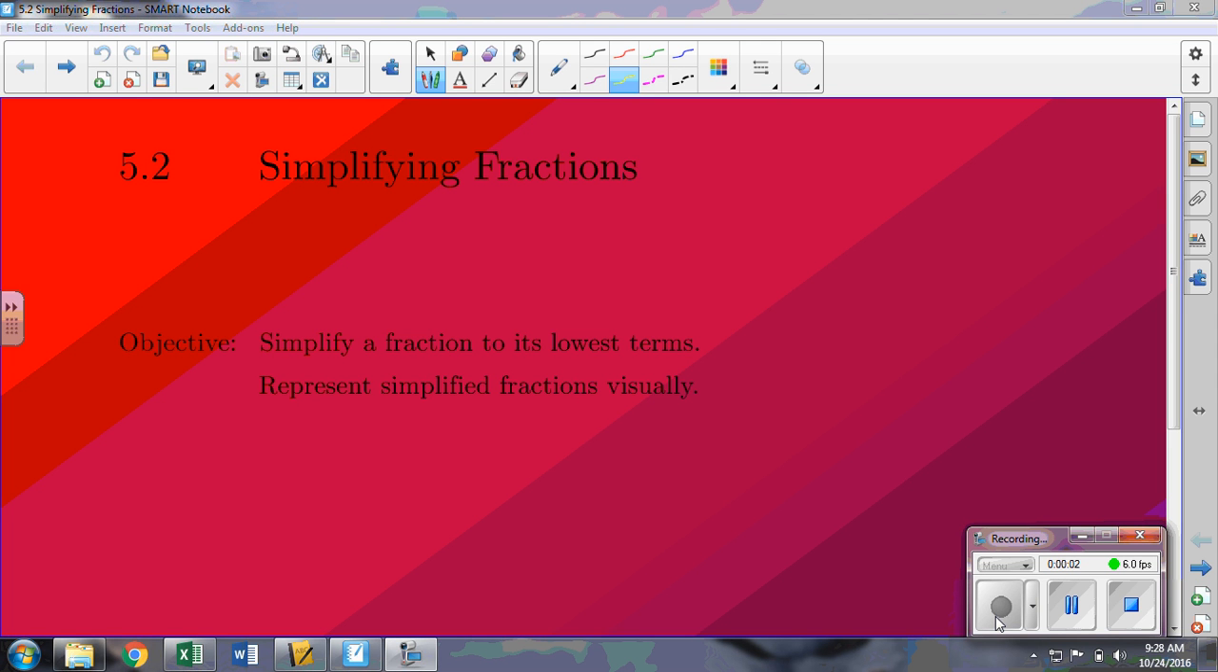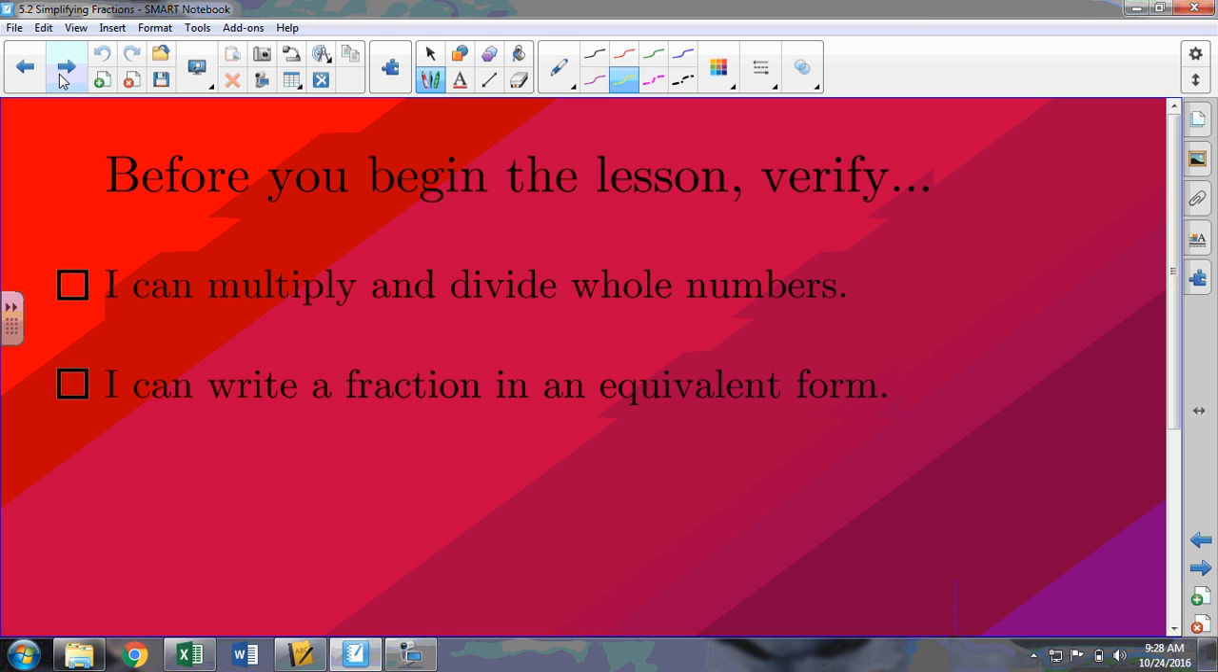In this lesson, we are going to discuss simplifying fractions. Our objectives are fairly straightforward. In order to simplify fractions, we've got to take it down to its lowest terms. And we'd also like to be able to represent a simplified fraction visually.